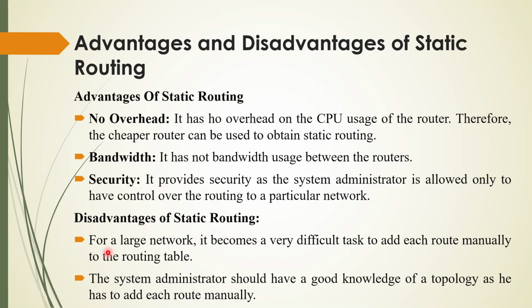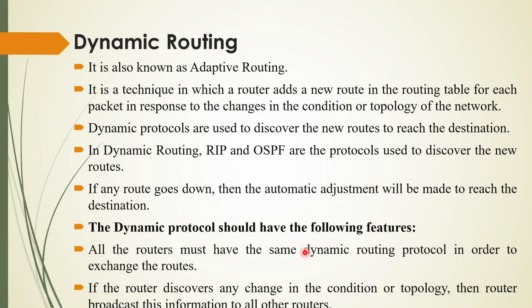Disadvantages: for a large network, it becomes a very difficult task to add each route manually in the routing table. As in static routing, routes are manually added by the network administrator, and it is very difficult for a large network. It is best for a small network. The system administrator should have good knowledge of the topology, as he has to add each route manually. So the network administrator must know about the network topology. So these are the disadvantages.